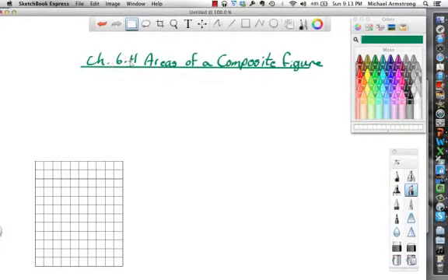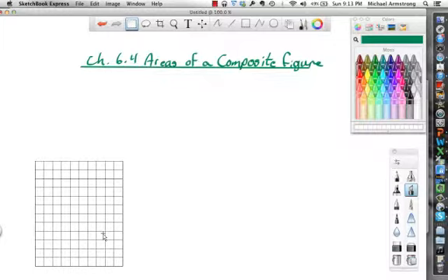Alright, chapter 6.4, areas of a composite figure. We're going to be doing some of the same stuff that we've done before, but we're kind of going to add it all together. So I put a little piece of graph paper out here. You're going to have to find areas of composite figures. Before we did perimeter and circumference of composite figures, now we have to do area.